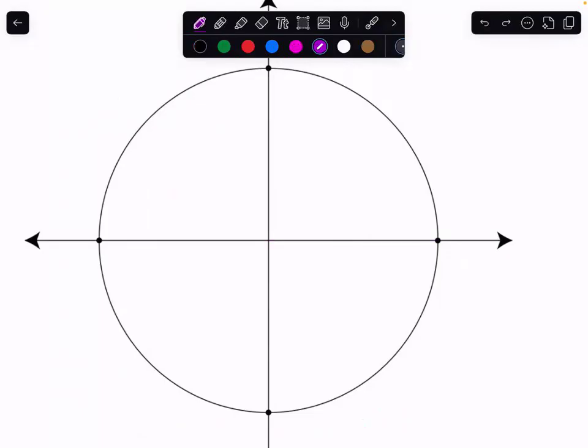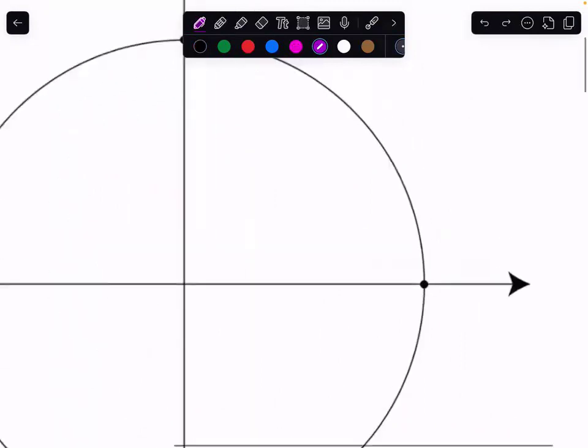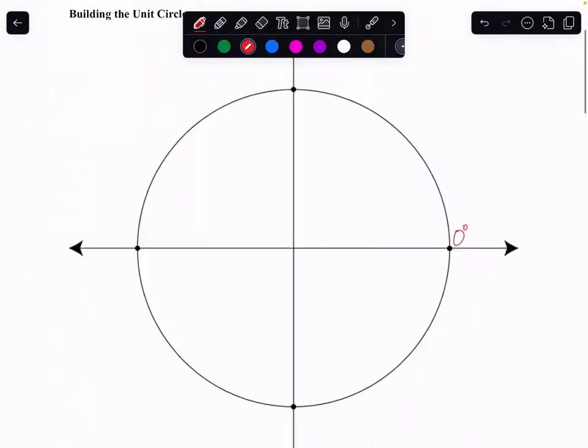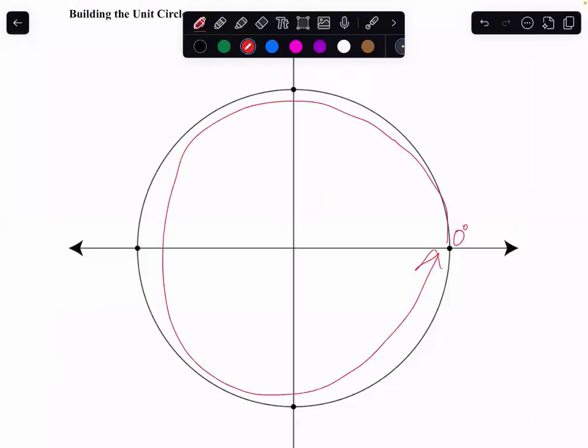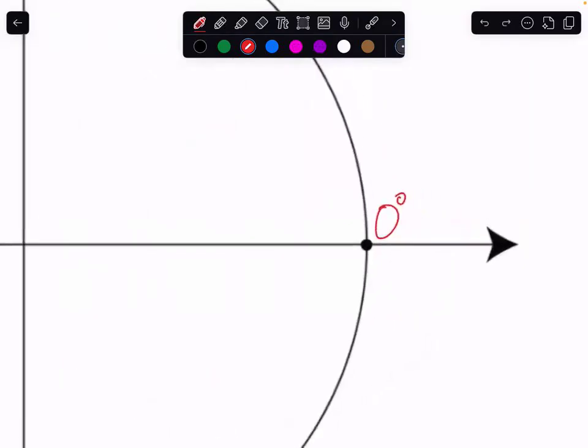Why don't we start by marking 0 degrees right here. Since we're starting on the positive x-axis, directly to the right will be 0 degrees. If you go all the way around, we know that a full circle is worth 360 degrees. So if you go all the way around and end up back where you started, this point is also 360 degrees.